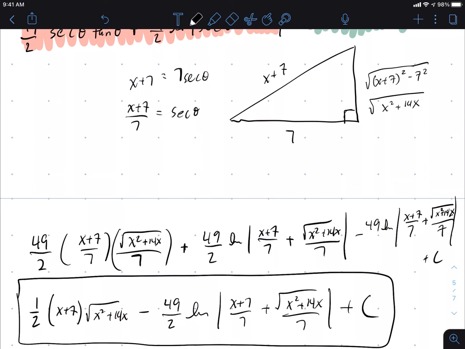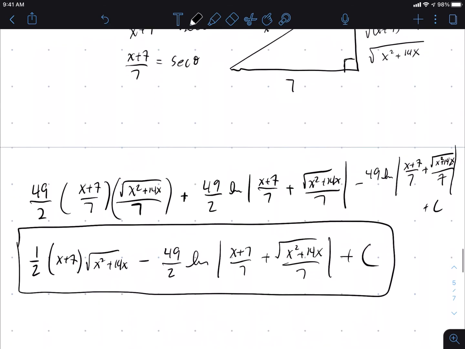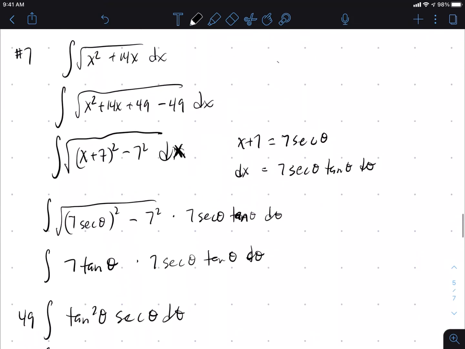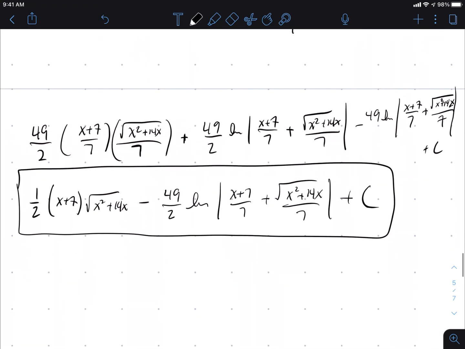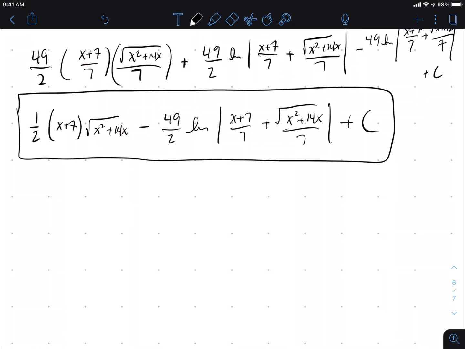Let's see, did I do this right? I just want to make sure. Secant is hypotenuse over adjacent. Yeah, I'm right. Okay. Just trying to confirm and make sure. All right, what number was that? 7. Let's go to number 8. I'll do one more of these and then move on to the next section.